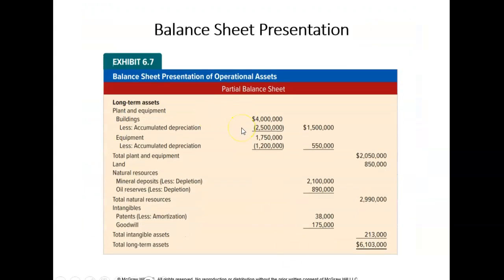Now on the balance sheet, you're showing your building less any accumulated depreciation. You're showing your natural resources less any depletion. And when it comes to your intangible assets, they don't have a contra account, but as they're being amortized, the amortization directly reduces the actual value of those intangible assets. I hope you have enjoyed these lectures on Chapter 6 covering long-term operational assets, both tangible and intangible. Have a nice day.